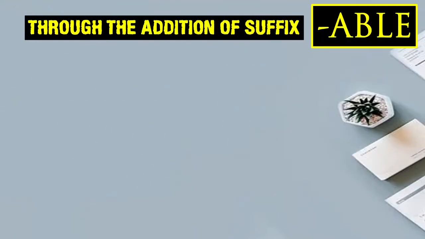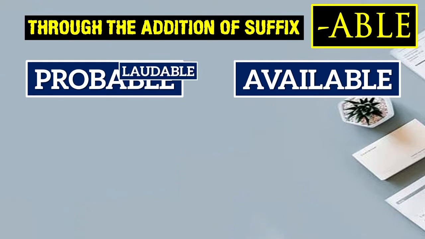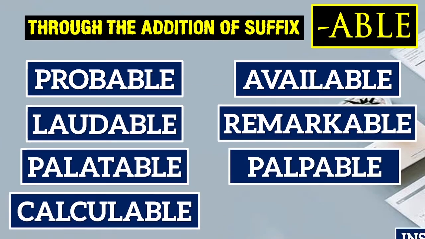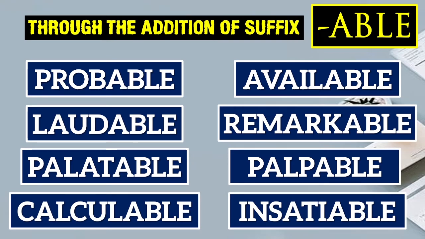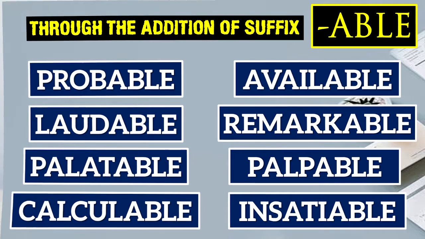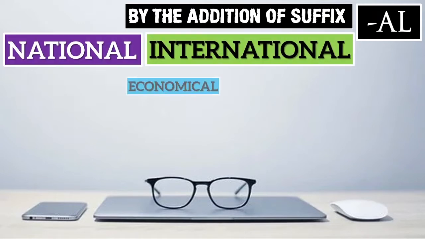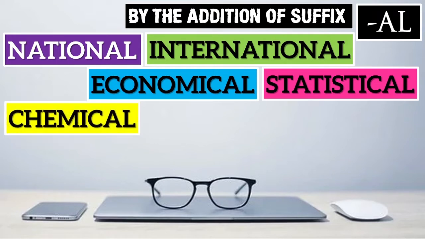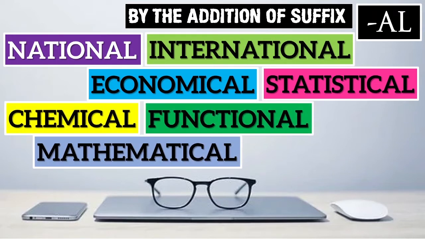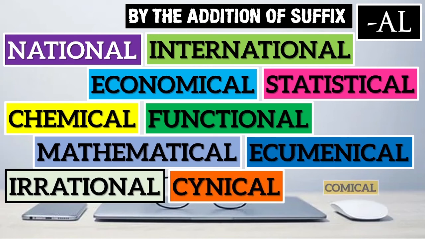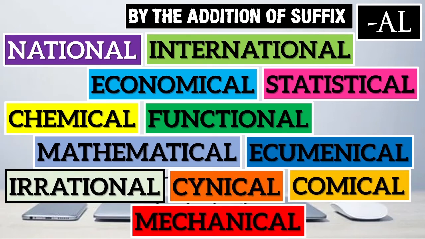For instance, we have words like probable, available, laudable, remarkable, palatable, palpable, calculable, insatiable, and so on and so forth. We have the addition of suffix al that can make you know that any word that has that structure is an adjective. For instance, national, international, economical, statistical, chemical, functional, mathematical, ecumenical, irrational, cynical, comical, mechanical, and so many other words in that category.